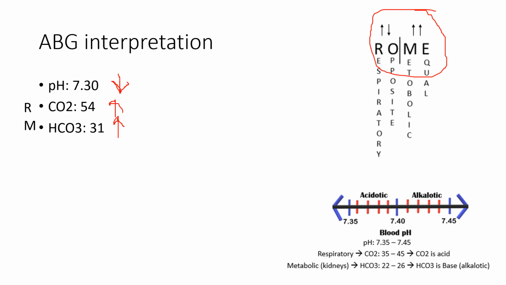However, since our kidneys are working really hard, we're going to be partially compensated. And what makes us partially compensated is that we can tell our kidneys are working hard because our HCO3 is elevated, but our pH is still not within range, which makes it partially rather than fully compensated. So we're partially compensated respiratory acidosis.